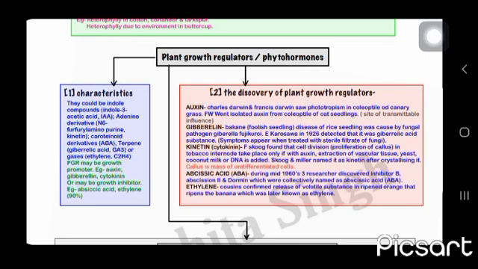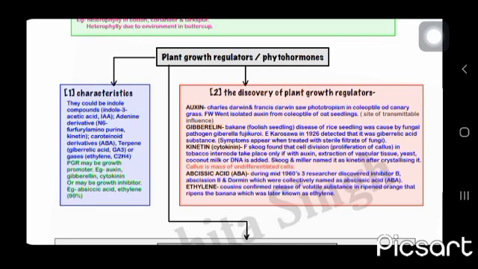So, phototropism in coleoptile of canary grass. F.W. Went isolated auxin from coleoptile of oat seedlings, site of transmittable influence. Gibberellin: Bakanae disease of rice seedlings was caused by a fungal pathogen, and E. Kurosawa in 1926 detected that it was a gibberellic acid substance. Symptoms appear when treated with sterile filtrate of fungi.